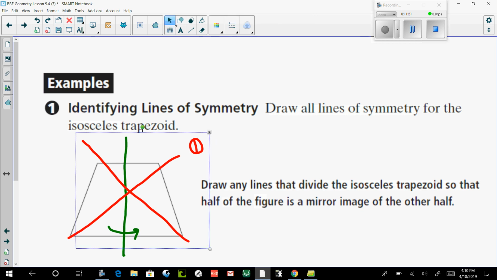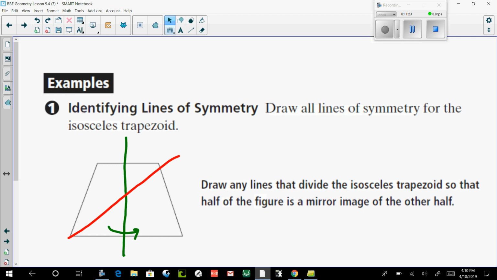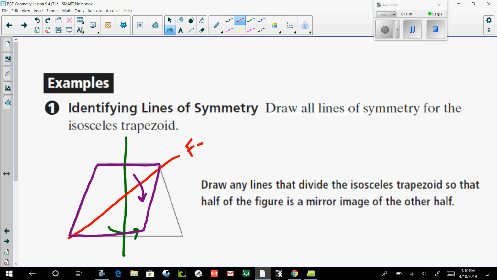If I go back and just delete this, I can show you. If I took this part of the trapezoid and mapped it, it's actually going to end up being something like this if it was reflected. And you can see that that reflection does not work. So this diagonal line of symmetry fails, whereas moving from here over to here does work. So that one checks out.